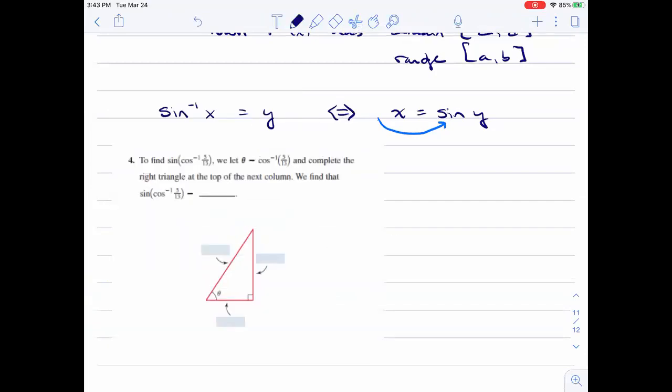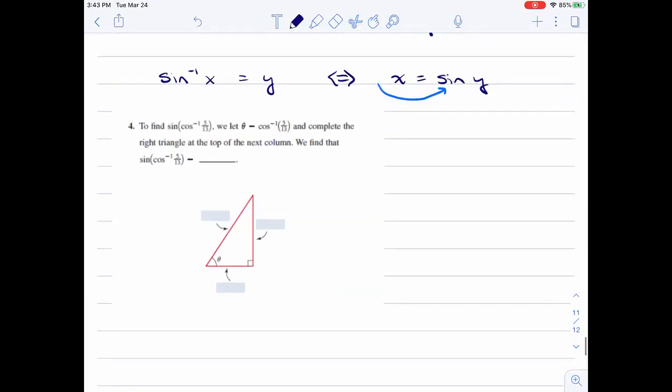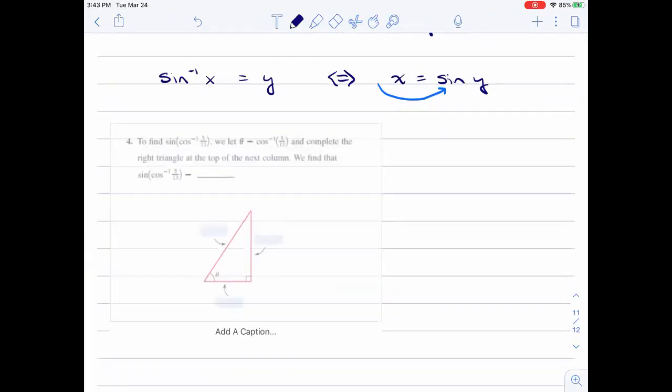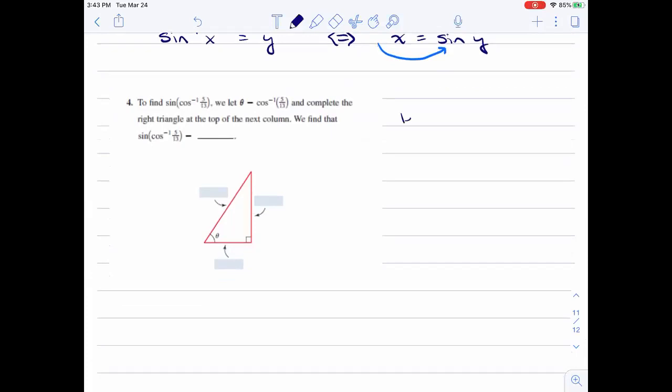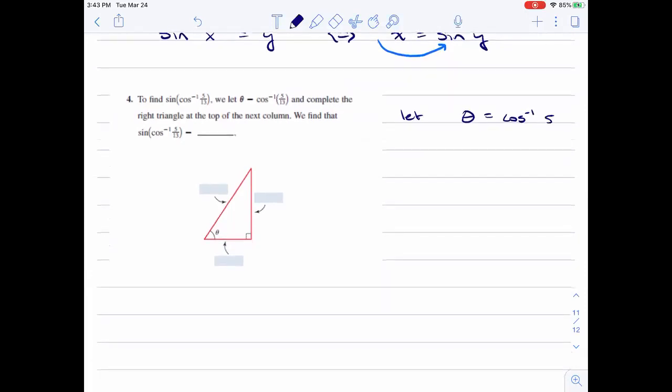Okay. So if we want the sine of cos inverse of 5/13, then I'm going to move this down here. We let theta, which is just kind of a universal notation for an angle, be the cos inverse of 5/13, right? Because what we're doing is we're replacing this with theta for a little bit.